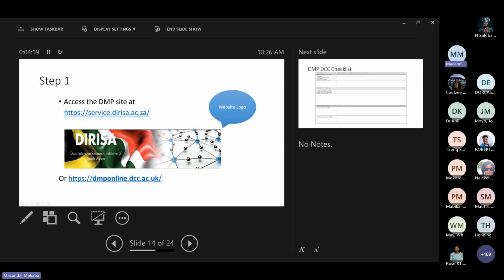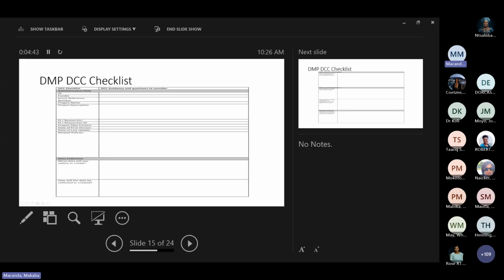And you access it via this link, and this is the website logo. It will take you to a sign-in page, and you put in your login details if you have not registered. There are various DMPs for different institutions. You choose UNISA DMP, in this instance. So this is the DMP DCC checklist.